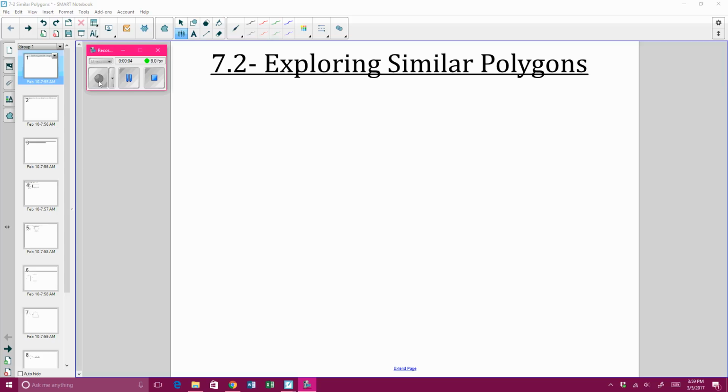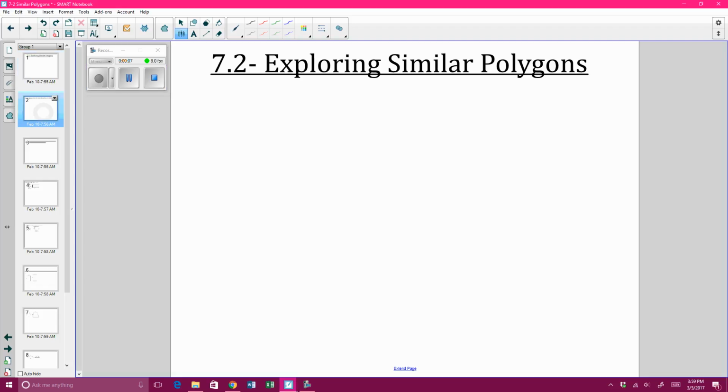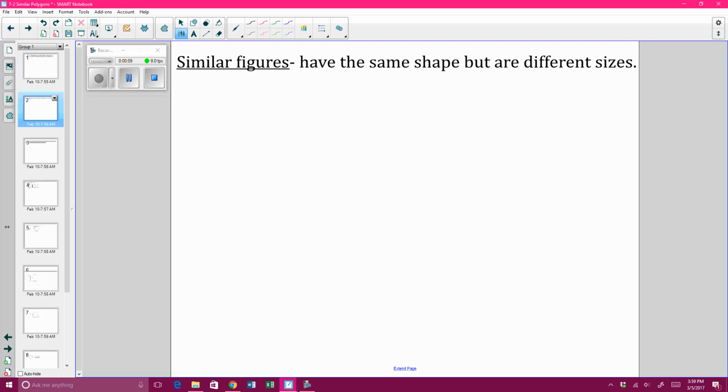This lesson talks about exploring similar polygons. You may remember from middle school that similar figures have the same shape but are different sizes. We're going to take that definition and throw it completely out the window because it doesn't actually make sense. They have the same shape, they are different in size, but we need to talk about how they differ in size.